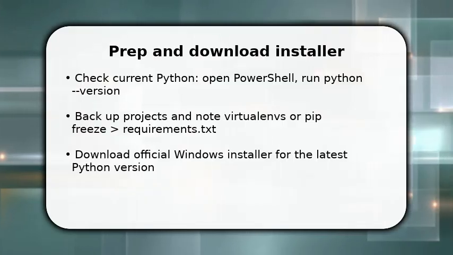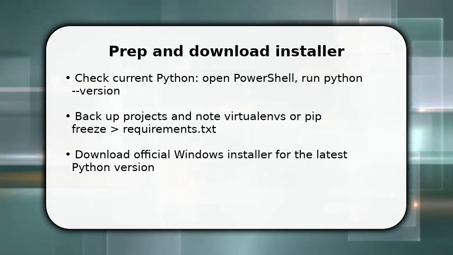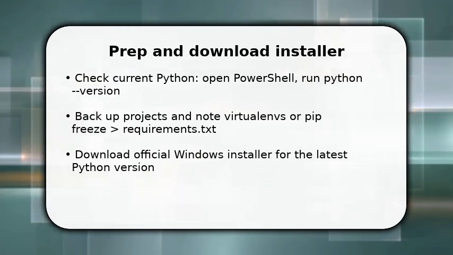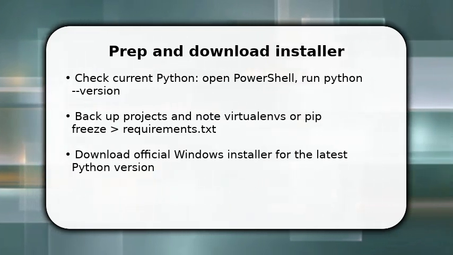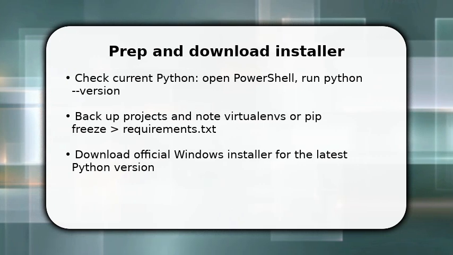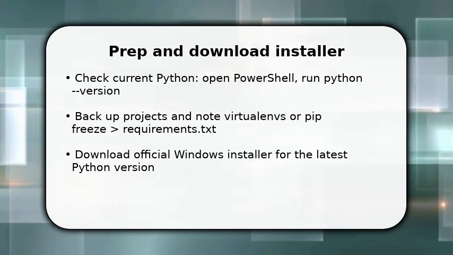You start by confirming what you have. Open PowerShell and run python --version so you know your baseline. Once done, export dependencies with pip freeze > requirements.txt and save virtual environment locations so nothing breaks.